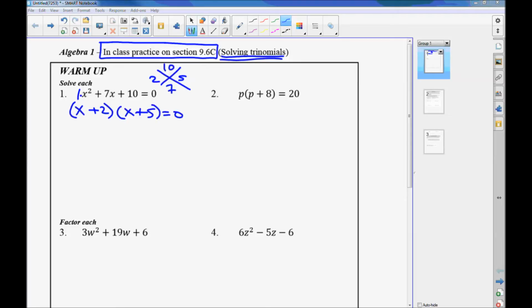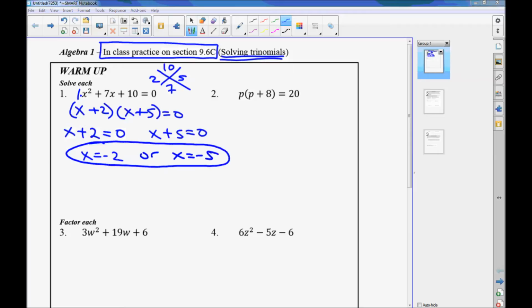Okay, and then we split this into two problems because if two numbers multiply to make 0, then one of those numbers must be 0. And remember, an expression is just a number in disguise, and we need to pick what x is before we know that number. So we can solve this here. We get -2 and -5. So here are my two answers.